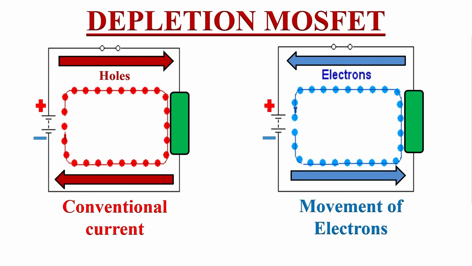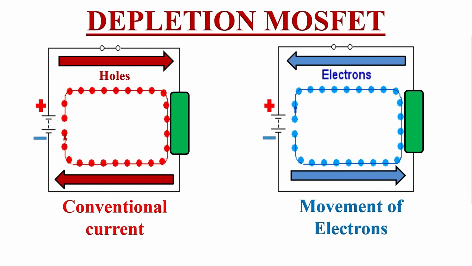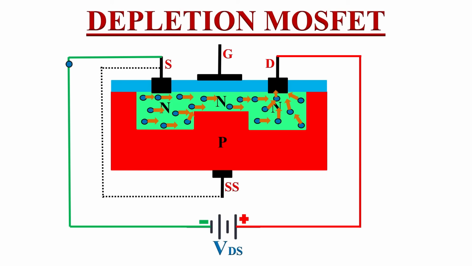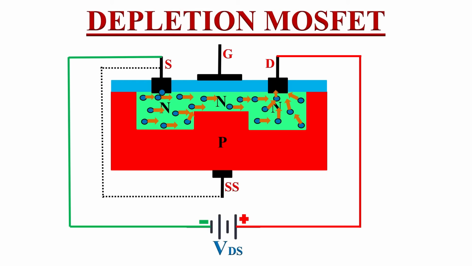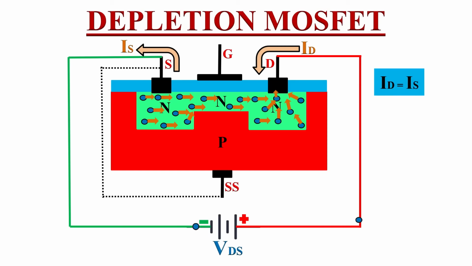Remember, here we are speaking about movement of electrons, but the conventional current or holes flows in opposite direction. So here in depletion MOSFET, the conventional current or hole current flows from drain to source terminal. Let's say the conventional current that is flowing into the drain terminal is called ID, and the conventional current that is flowing out from the source terminal is called IS. And we can say that this ID and IS are equal.